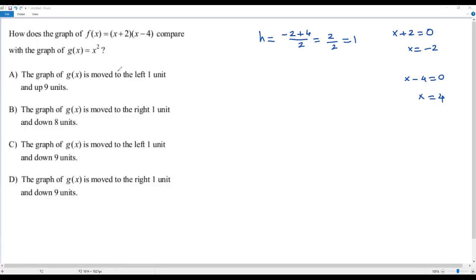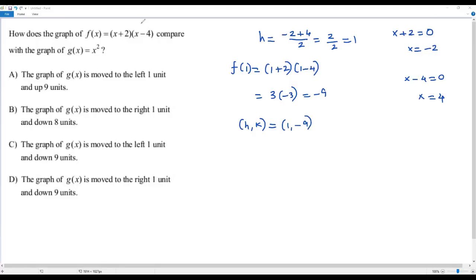Now to get the y-coordinate of the vertex, I have to plug this x-coordinate 1 in for x into the function f(x). Let me do it. Then I'm getting f(1) = (1 + 2)(1 - 4). 1 + 2 is 3, 1 - 4 is -3, so I'm getting -9. So this -9 is the y-coordinate of the vertex, that is the value of k. So now I got the vertex of the quadratic function f(x), that is (1, -9).